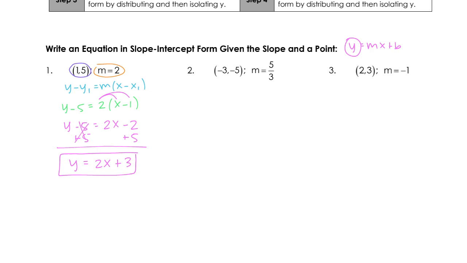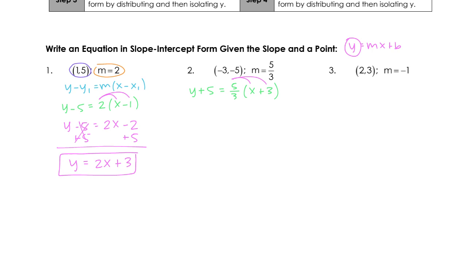Looking at number 2, again, same thing here. Put it into point-slope form and then convert to slope-intercept form. So we would have y minus negative 5 turns into y plus 5 equals 5/3 for our slope, times x minus x1 would be x minus negative 3, turns into a plus 3. Then from here, we distribute.